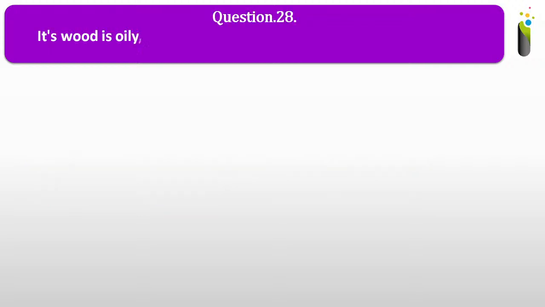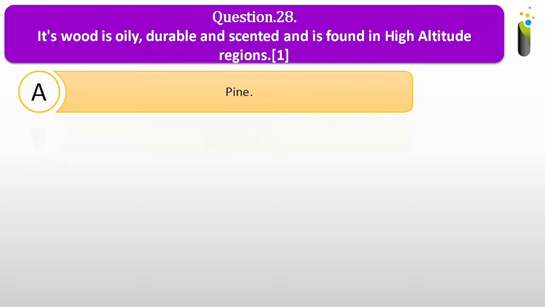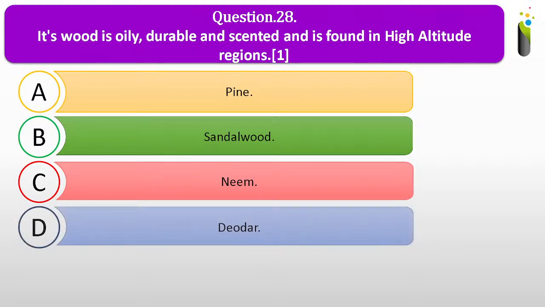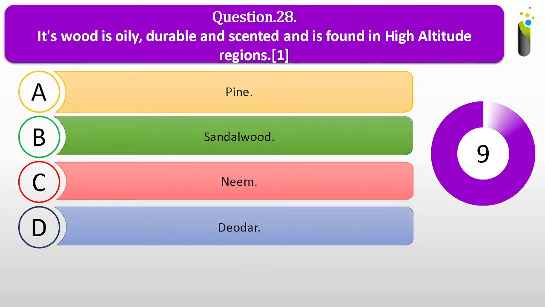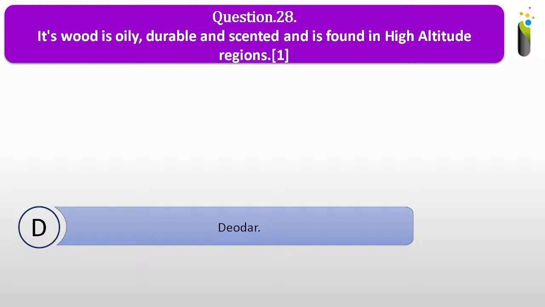Going ahead to question number 28. Its wood is oily, durable, and scented and is found in high altitude regions. A. Pine. B. Sandalwood. C. Neem. D. Deodar. And the correct answer for this question is Deodar. So it is Deodar, the wood of which is oily, durable, and scented, and is found in high altitude regions.